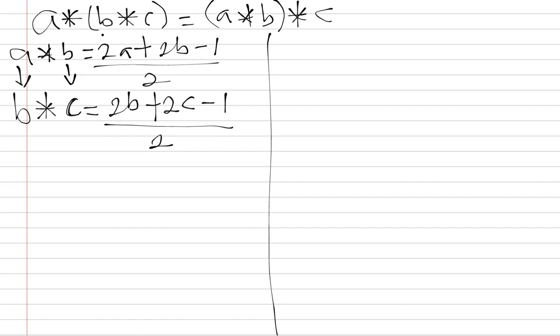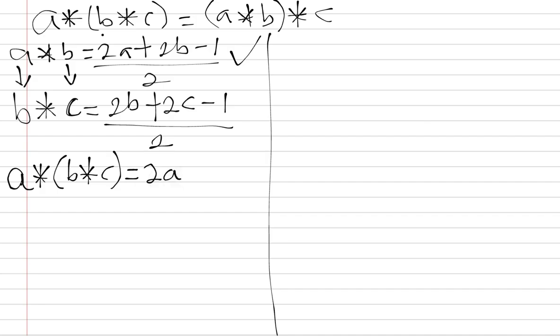Now, if I want to do a star, open bracket, b star c, this means, look at this one. In my original equation, a star b, this one that I marked here, anywhere I see a, I'll put a. Anywhere I see b now, I'll put this b star c there. Look at it. So it will still be 2a.